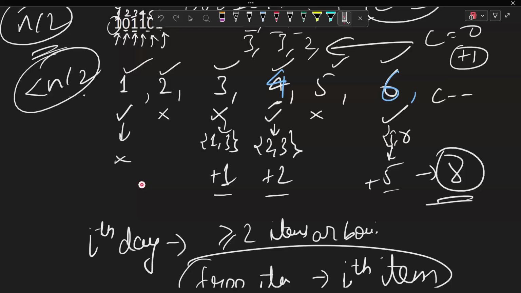Yeah, but the problem here was that in one day you can make only one item free. Correct. If more than one item could be made free, then you could make some item free from the previous day also. But if in one day you can make only one item free, then it's best to make the ith item free because that's of maximum cost. Yeah, that's what I'm saying.